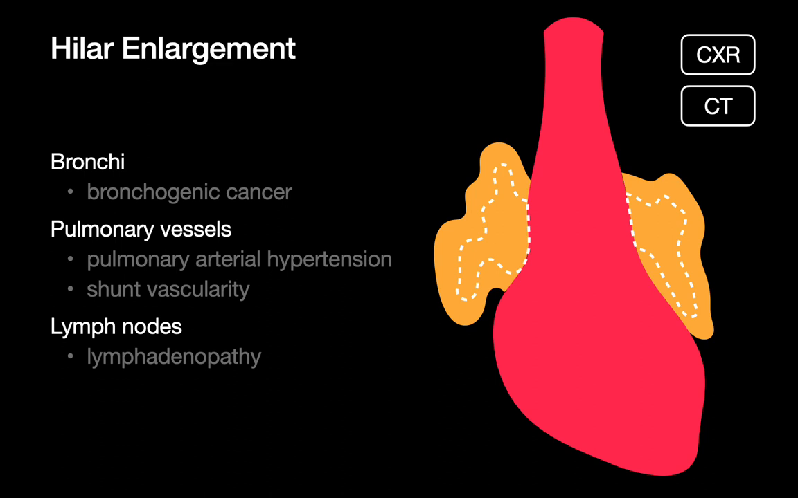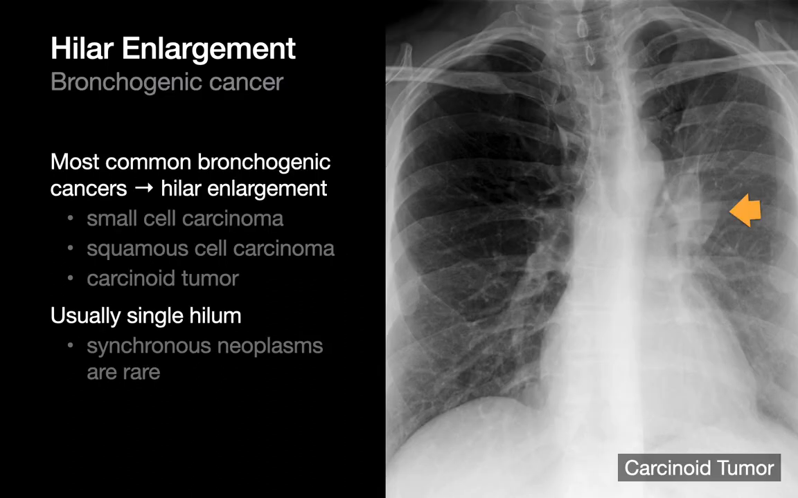Bronchogenic cancers from the airways can cause hilar enlargement. Pulmonary hypertension and shunt vascularity can cause hilar enlargement. Lymphadenopathy can also cause hilar enlargement. The most common bronchogenic cancers resulting in hilar enlargement are the three types of lung cancer that are most commonly central in location: small cell carcinomas, squamous cell carcinomas, and bronchial carcinoids, like this example here.